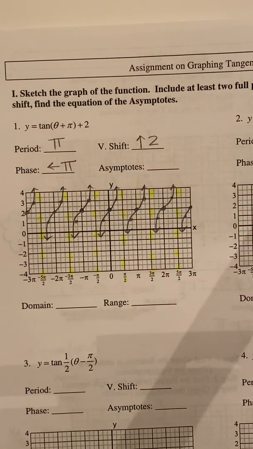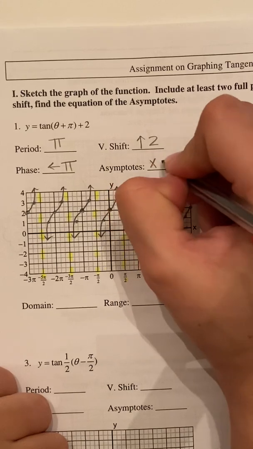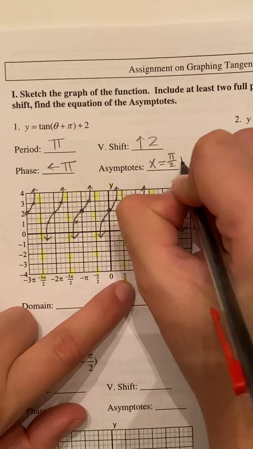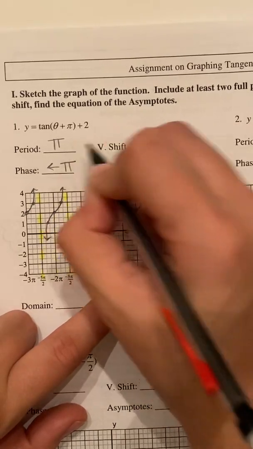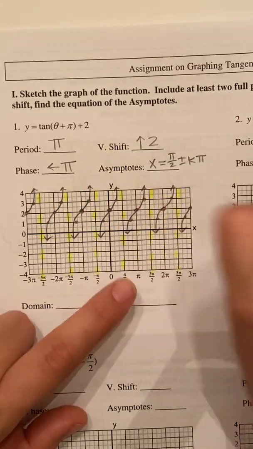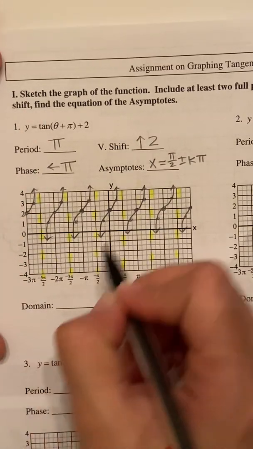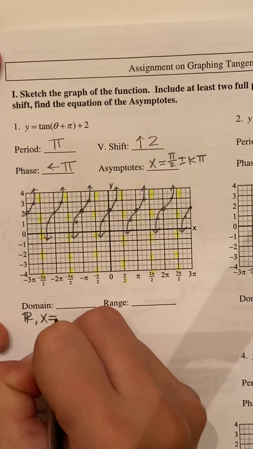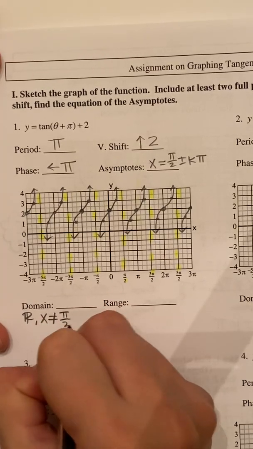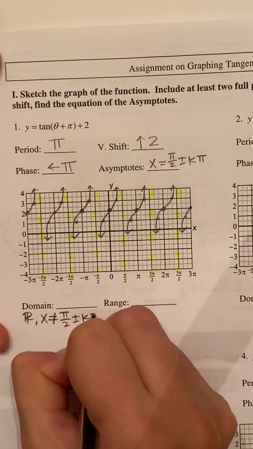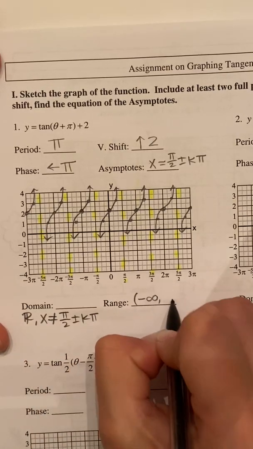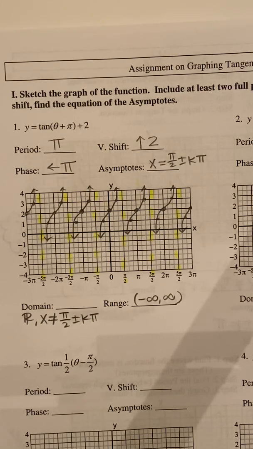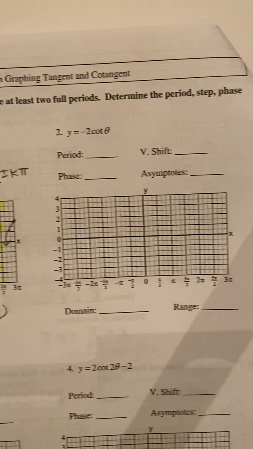Cute. Equation of the asymptote, x equals, pick one. Let's do pi over 2 plus or minus k, and then it matches the period, pi. Domain matches her. She's all real numbers, but x doesn't equal that. And then range is easy, all real numbers. It's going to go up and down forever. Yay, we're done. So let's do this cotangent.